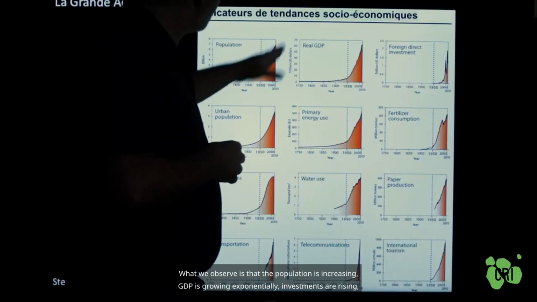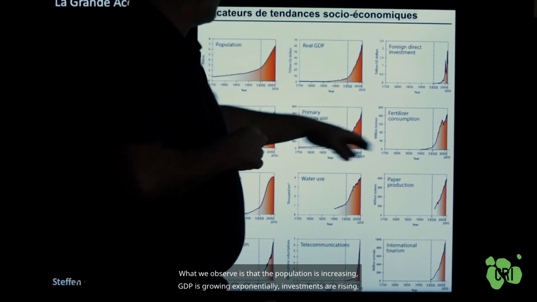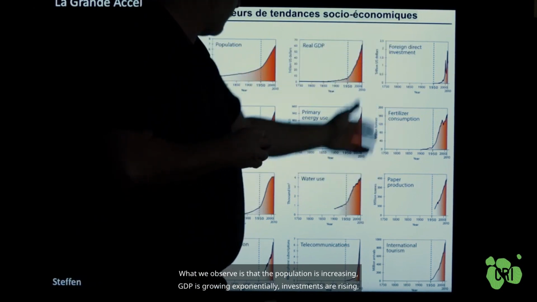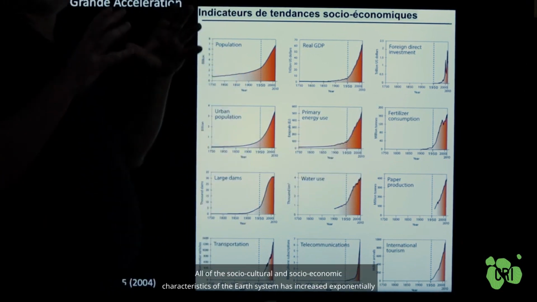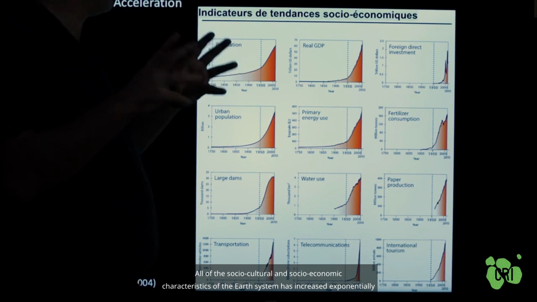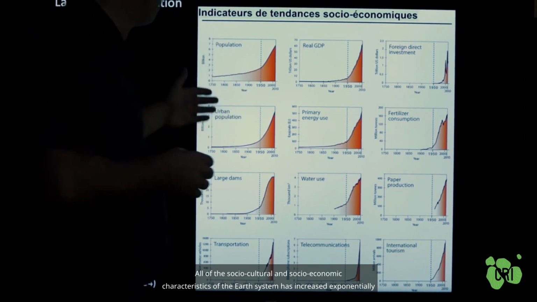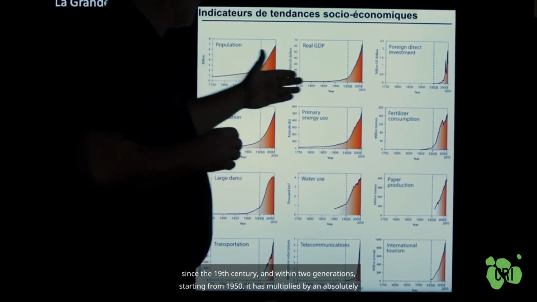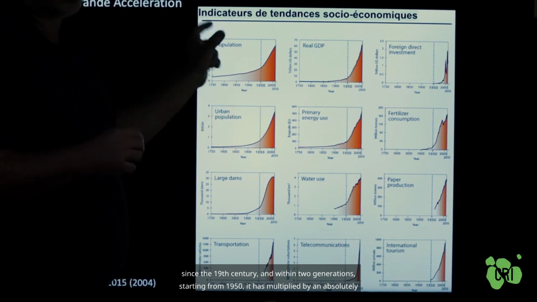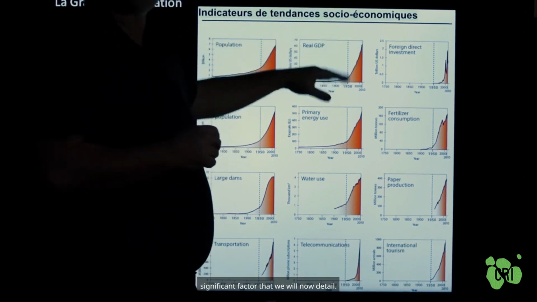What we observe is that the population is increasing, GDP is growing exponentially, investments are rising, fertilizer consumption is increasing, etc. All of the socio-cultural and socio-economic characteristics of the Earth system have increased exponentially since the 19th century, and within 2 generations, starting from 1950, it has multiplied by an absolutely significant factor that we will now detail.